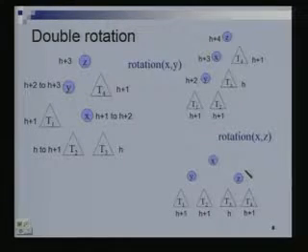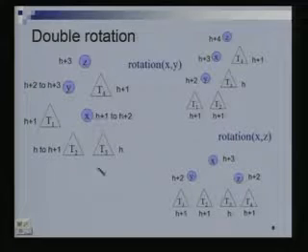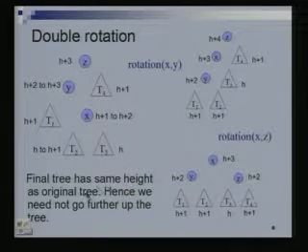Okay. Now let's compute heights. Height of y, h plus 2. Height of z, h plus 2. Height of x, h plus 3. Height balance happens. This is balanced here, it's balanced here, height is balanced here. Furthermore, the height of this subtree is the same as the height of the original subtree we had, h plus 3. Right. So the final tree has the same height as the original tree, hence we need not go further up the tree.